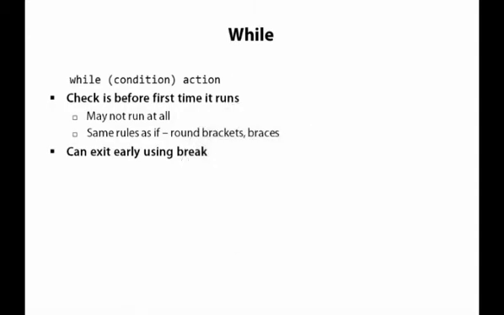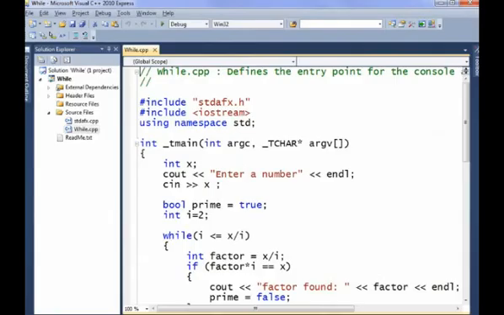Flipping over to Visual Studio, I have a really simple application that asks you for a number, and I'm going to work out if it's prime or not. So I'm going to assume it's prime, and then I'm going to go through a while loop looking for factors. If I find a factor, it's not prime. If I come all the way through the while loop and didn't find a factor, it must still be prime. I'm using a different operator. I'm using less than or equal to. Hopefully everyone can recognize that.